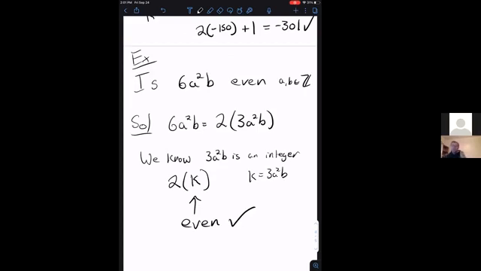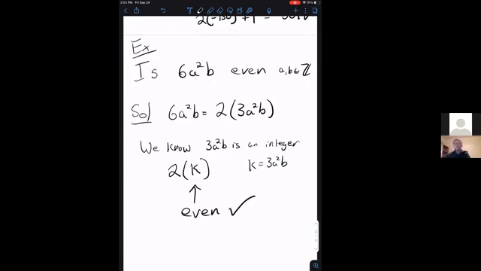And that's the kind of manipulation we're going to try to do. Okay, we're going to look at things and be like, all right, is it 2 times something or is it 2 times something plus 1? How am I going to do this, okay? So that's even and odd. Let's talk about prime now.